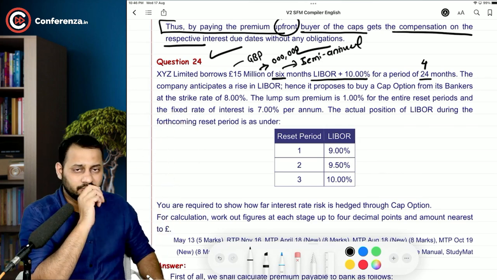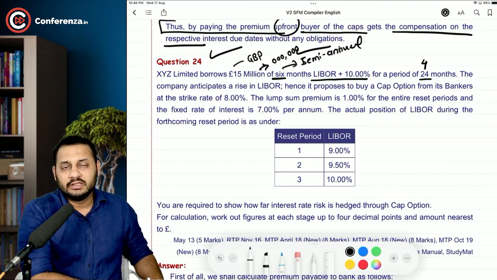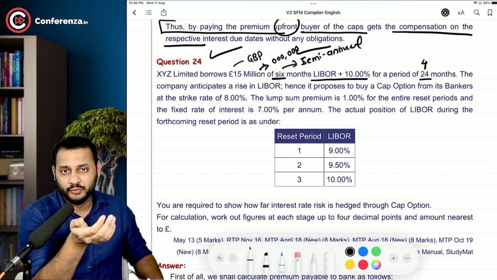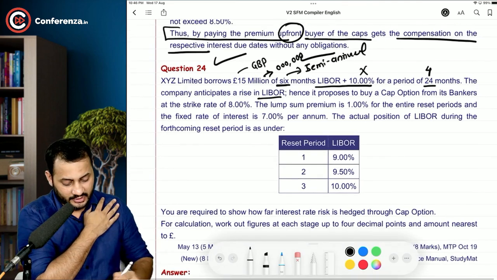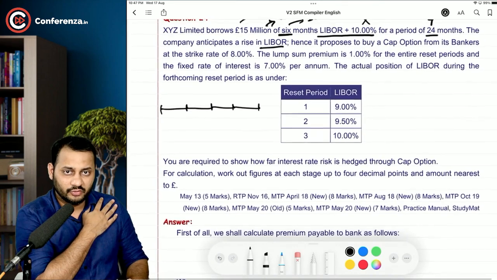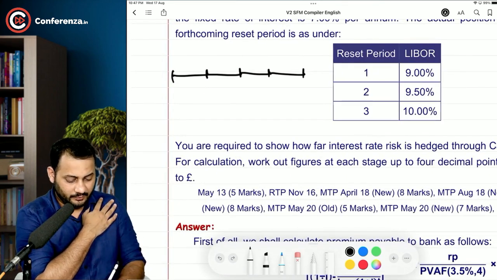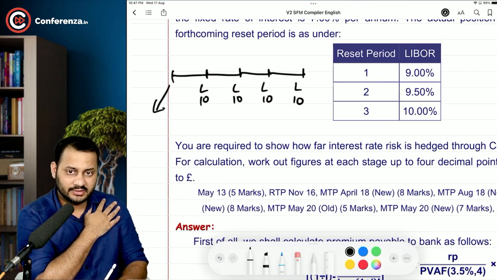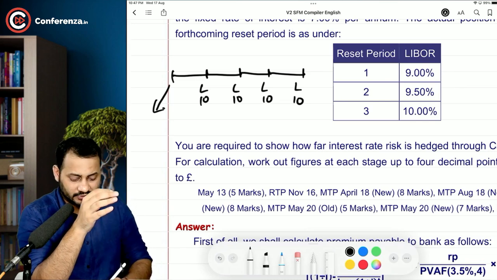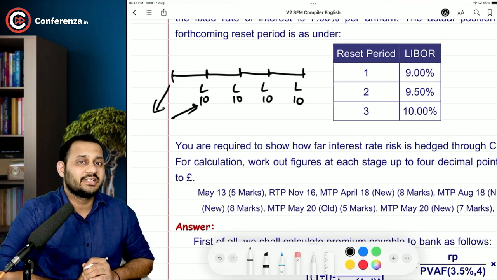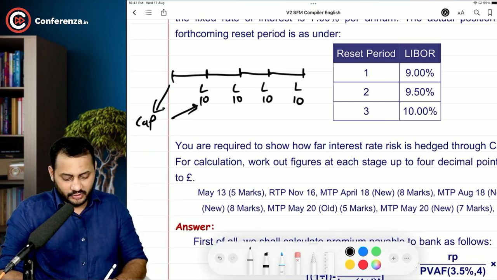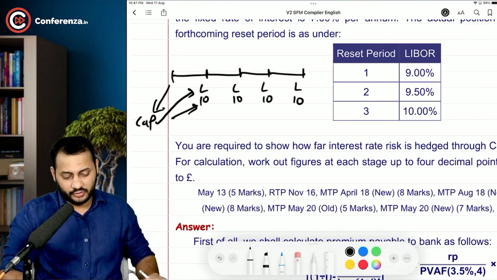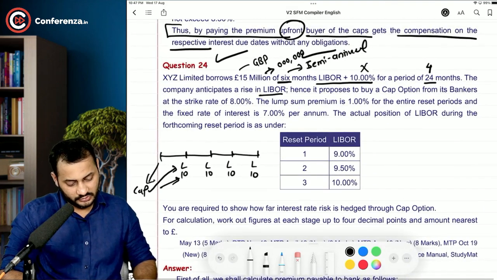The company anticipates a rise in LIBOR. See, hedging is done against uncertainty for the future. So we will be hedging this LIBOR, not the 10%. If I'm going to pay interest for all 4 semi-annual periods, I will be paying LIBOR plus 10%, LIBOR plus 10%, LIBOR plus 10%, LIBOR plus 10%. And standing at this date itself, I know that 10% is fixed every 6 months, so this cannot be covered under any kind of derivative contract. Whatever derivative contract or cap option you buy, only the LIBOR will be covered. Let's read it first.